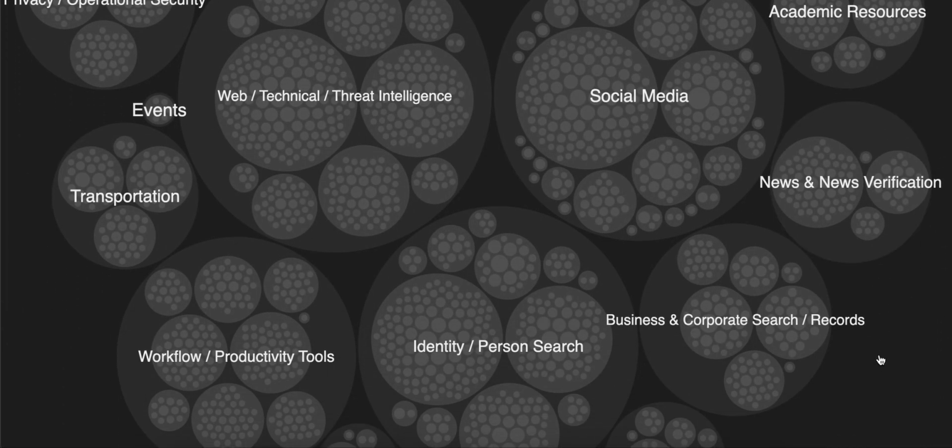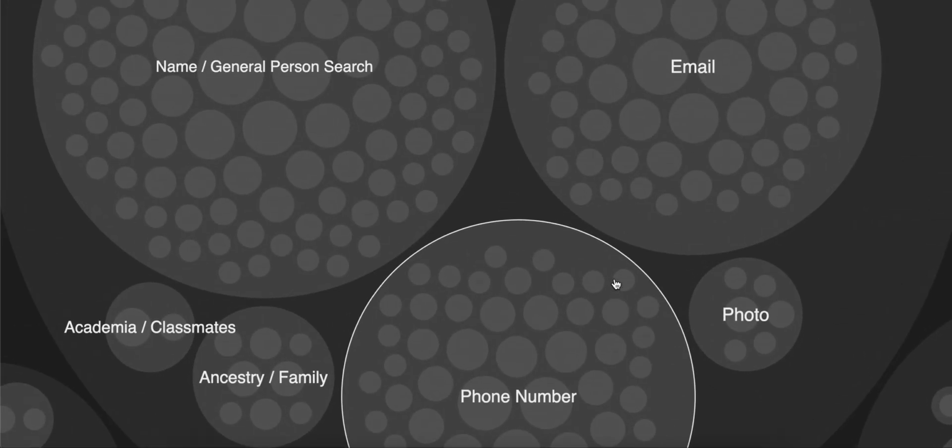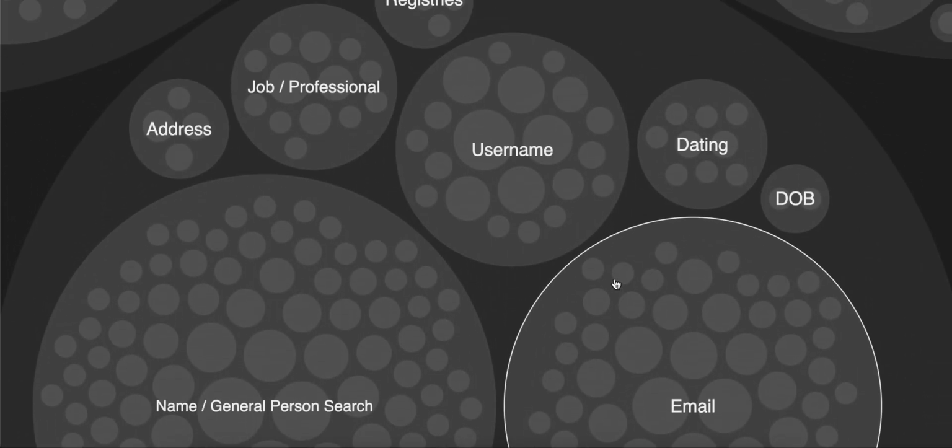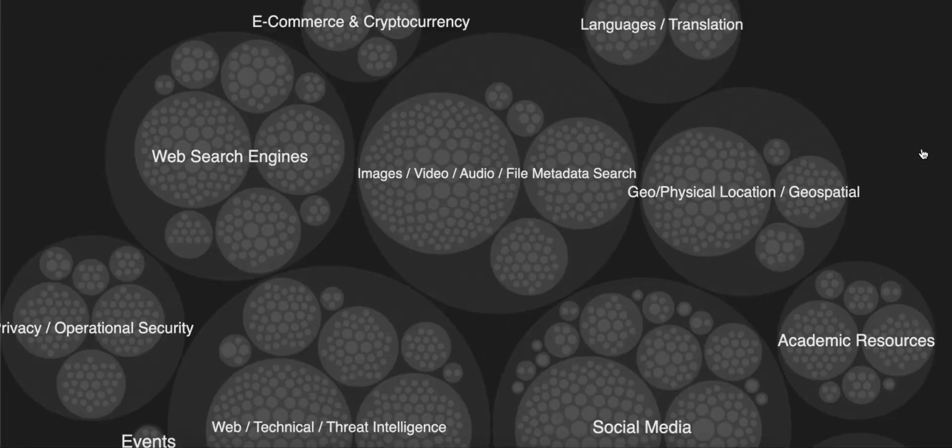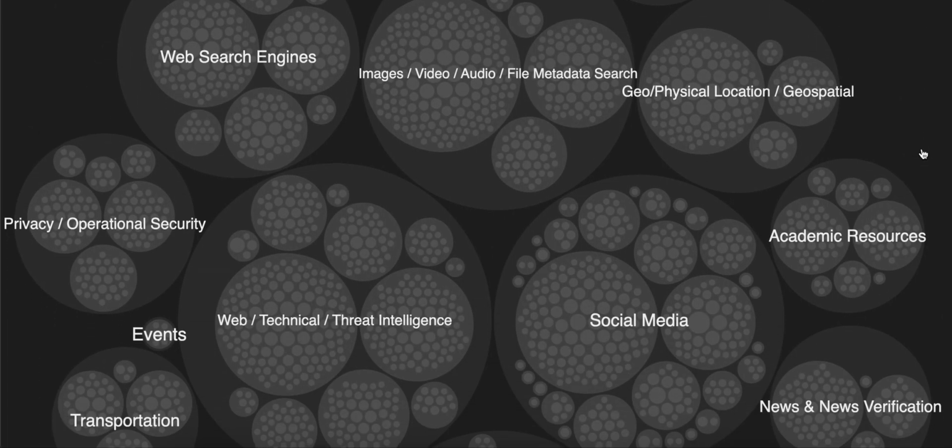Other very popular categories for early stages of OSINT investigations include the identity slash person search section, as well as the similar and sometimes overlapping social media umbrella.